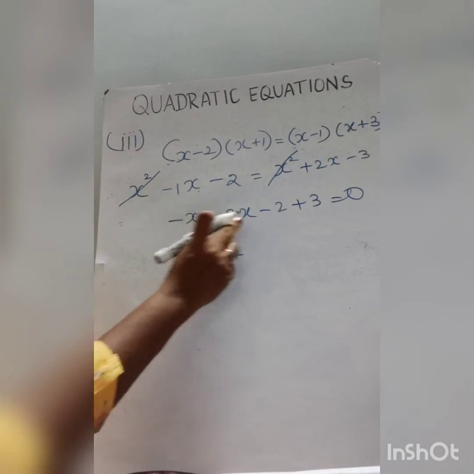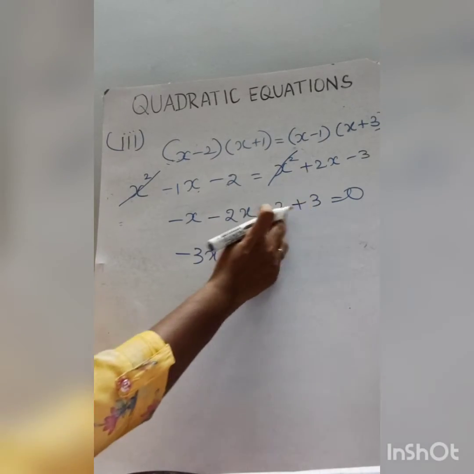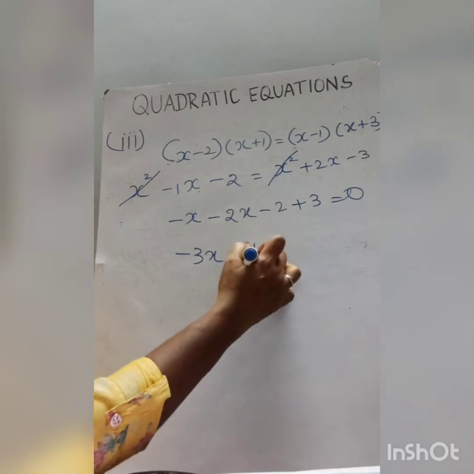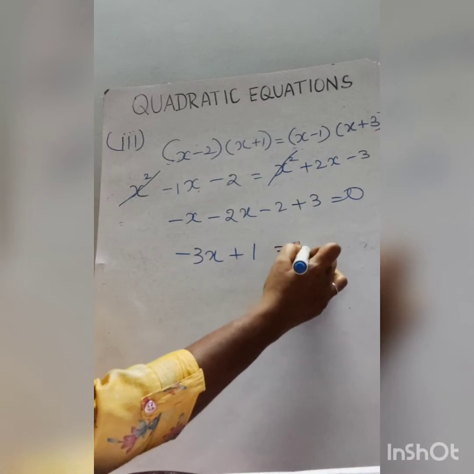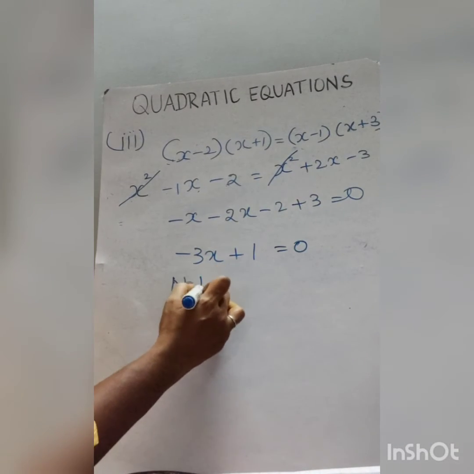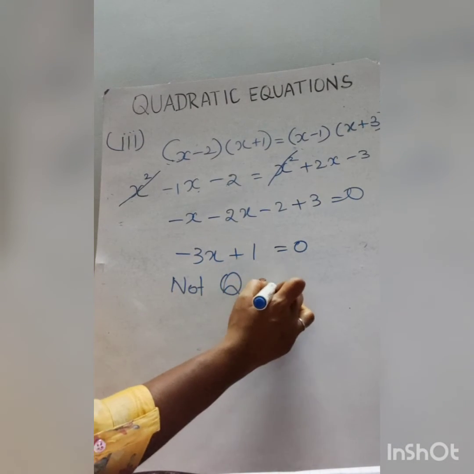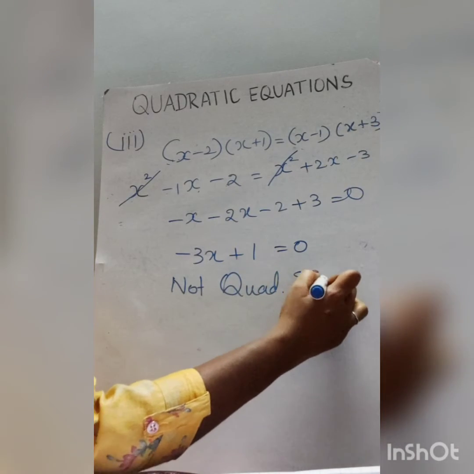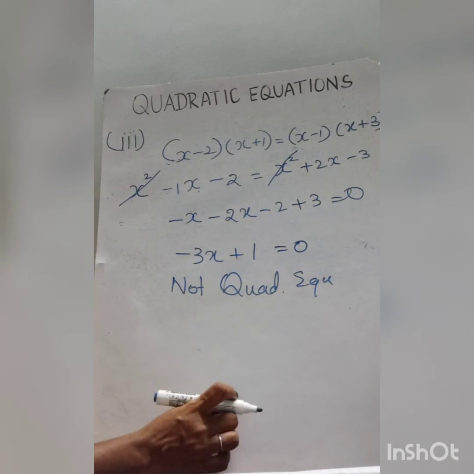I am adding these two terms and adding constant term. Minus 2 plus 3 is 1. So this is not a quadratic equation because we don't have x squared term.